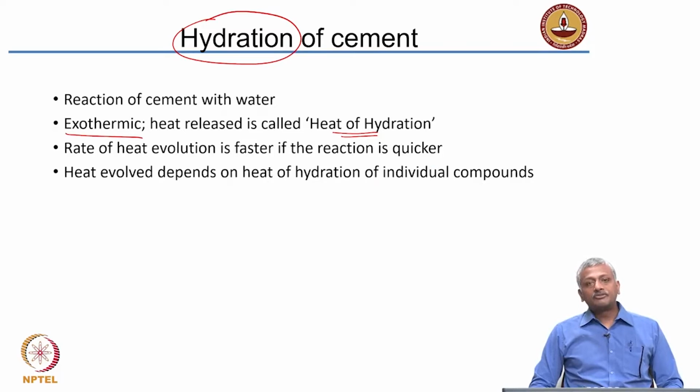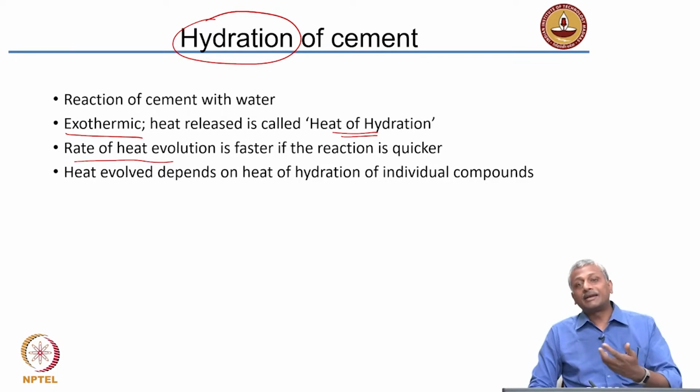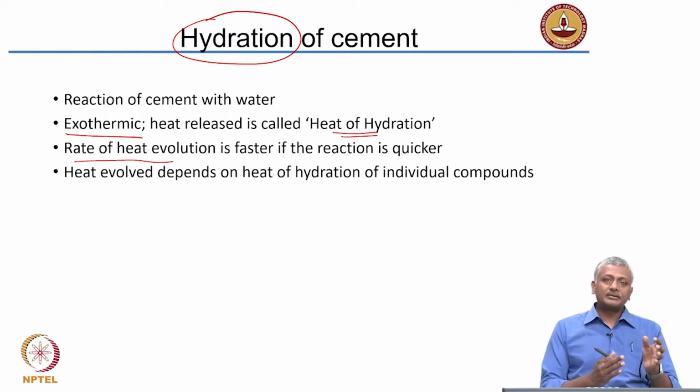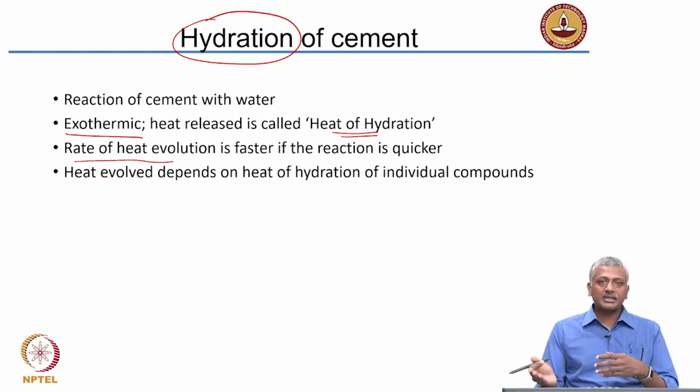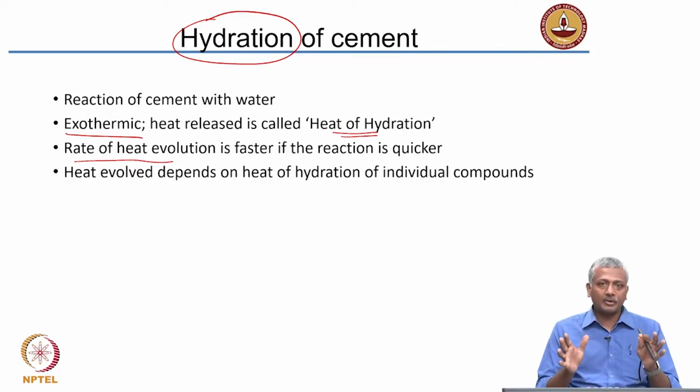Now, if your reaction is faster, you evolve more heat rapidly. Now, you can look at it in two ways. One is your heat is getting evolved rapidly, caused by a very fast reaction, that means your setting and strength gain of the cement will be much faster. But at the same time, you also have to remember, if you are releasing a lot of heat very fast, then your potential for cracking is also more. So, you have to be very careful about how you control the rate of reaction of the cement.